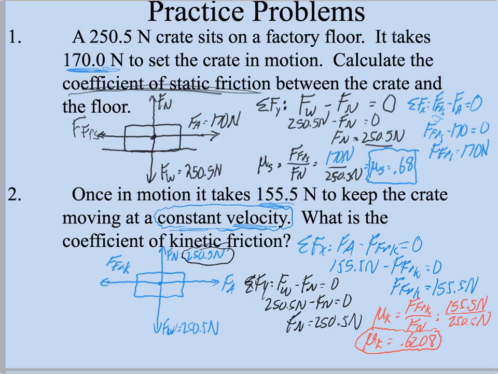One of the things we noticed is up here we got 0.68, down here we got 0.62. And that makes sense because we said earlier that it is easier to keep something moving than it is to start it moving. So we would expect the coefficient of kinetic friction to be a lower value than the coefficient of static friction.